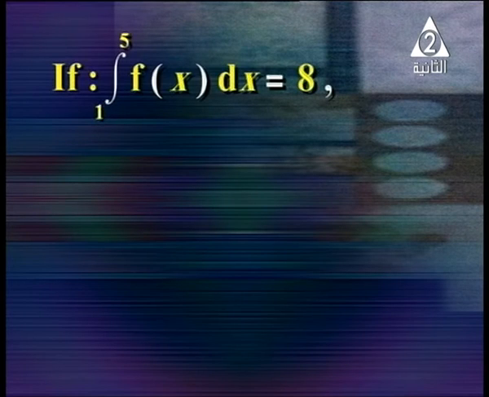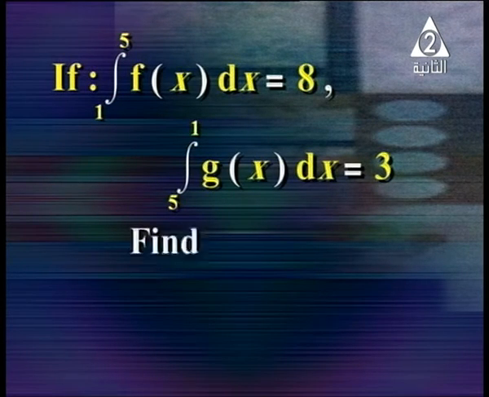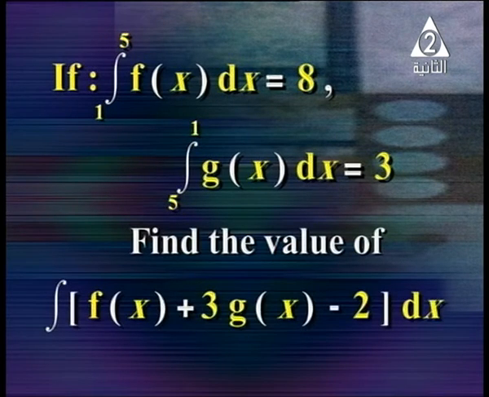Another example. If we have the integration of f of x dx from 1 to 5 equals 8 and the integration of g of x dx from 5 to 1 equals 3, find the value of the integration of f of x plus 3 g of x minus 2 with respect to dx from 1 to 5. Remember, dear student, integration from 5 to 1 equals negative integration from 1 to 5. If 5 to 1 equals 3, then 1 to 5 equals negative 3.